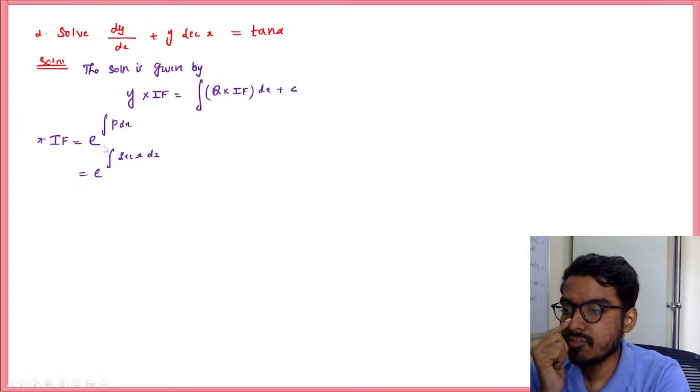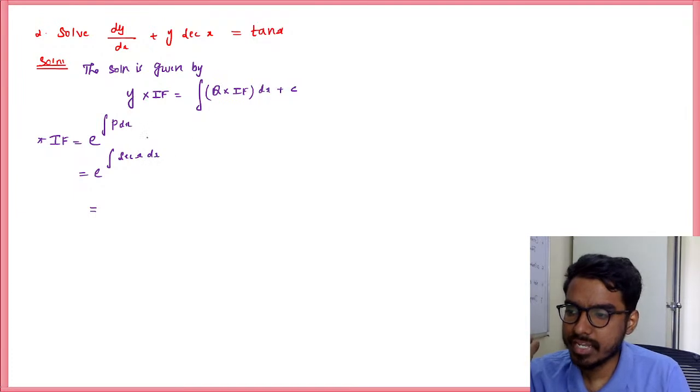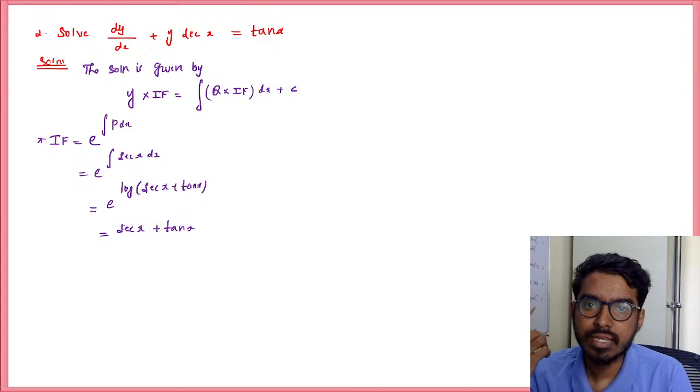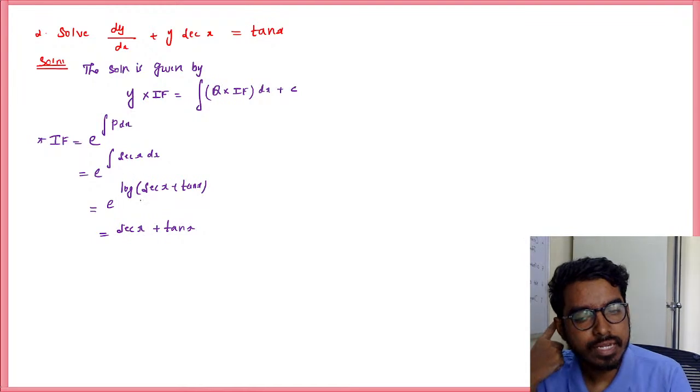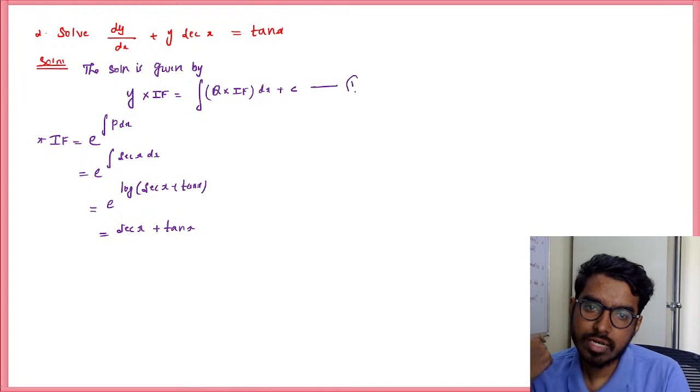So what is integration of secant x, right? Integration of secant x is log secant x plus tan x. So e power log f of x is f of x. I have given you all the formulas of integration and differentiation in the very first class itself, go through that, right? You can get all these formulas. So integrating factor is secant x plus tan x. Let's call this as 1.